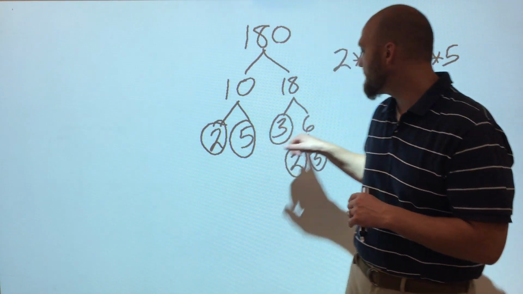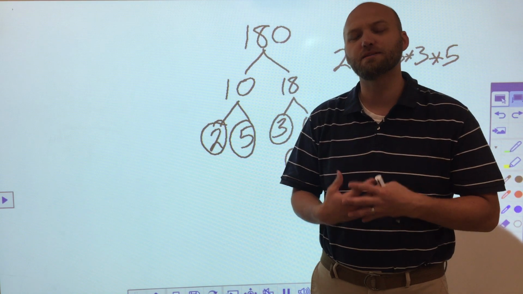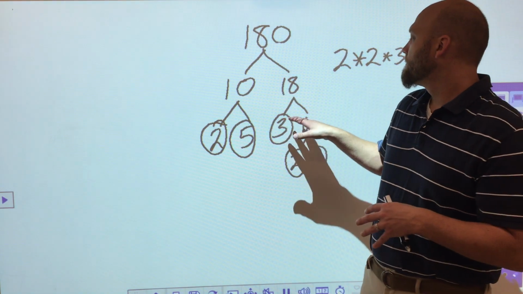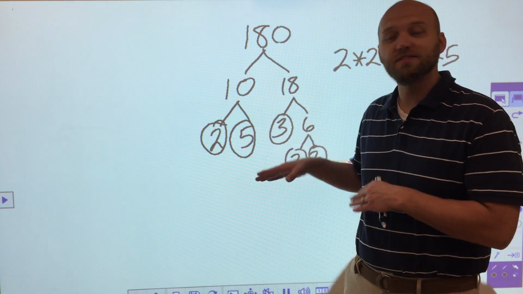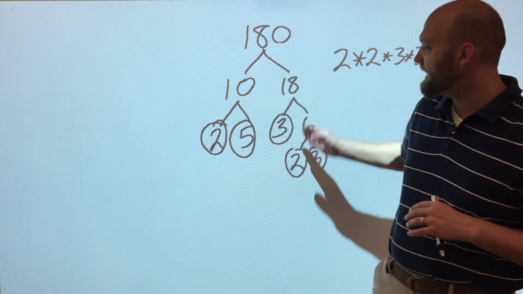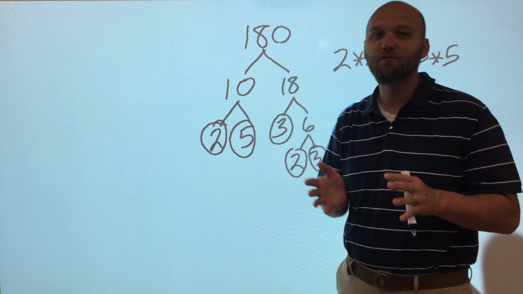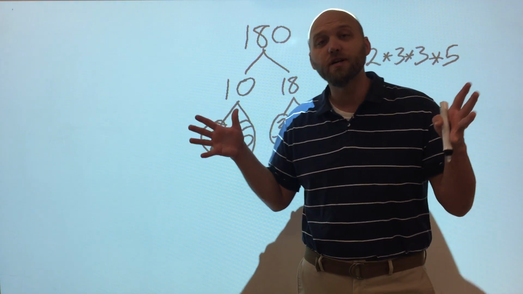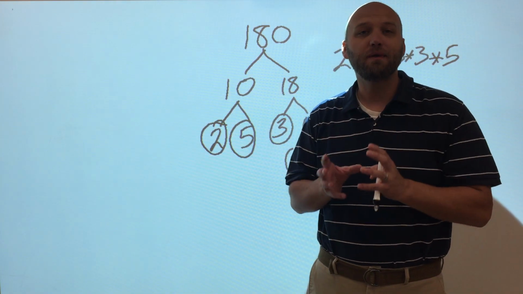And it doesn't matter which numbers I'm choosing or which factors I decide to break it down into, whether this would be 2 and 9 or 3 and 6, they're going to come out the exact same. So my goal is to just keep breaking it down until I get prime numbers. So prime factorization helps us take larger numbers and break them down into small, manageable bits.